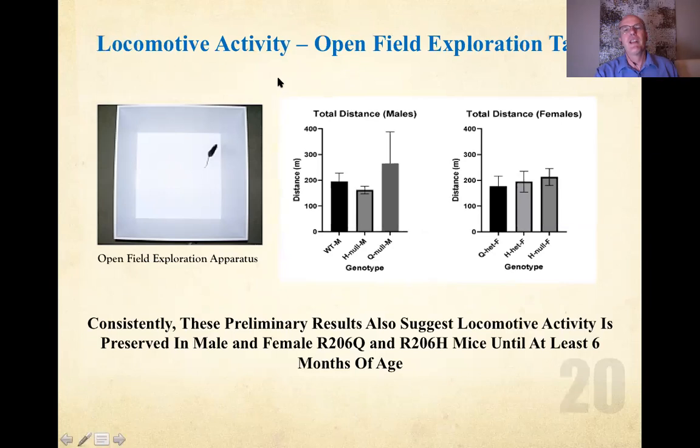Likewise, locomotive activity, this counts how far the mouse will walk over the 1 hour period within the open field apparatus. Again, we didn't see any significant effect in either the R206H or the R206Q mice relative to wild type. They walked the same amount of distance, and the same was seen in the female mice that we also examined. So these results, while preliminary, I acknowledge up front, they do suggest that locomotive activity is preserved in both male and female R206Q as well as R206H mice, at least until 6 months of age, and we'll be following this in a longitudinal manner as the mice age.